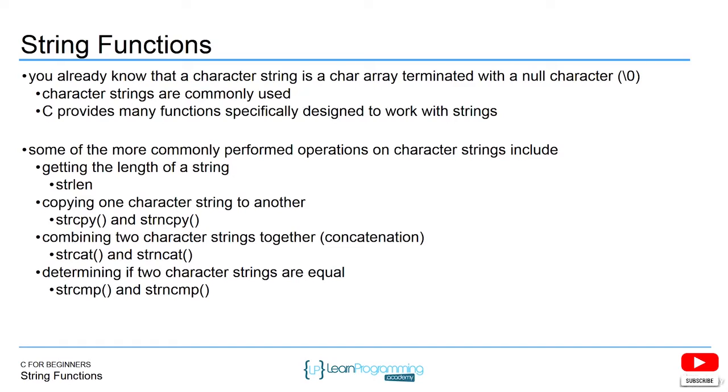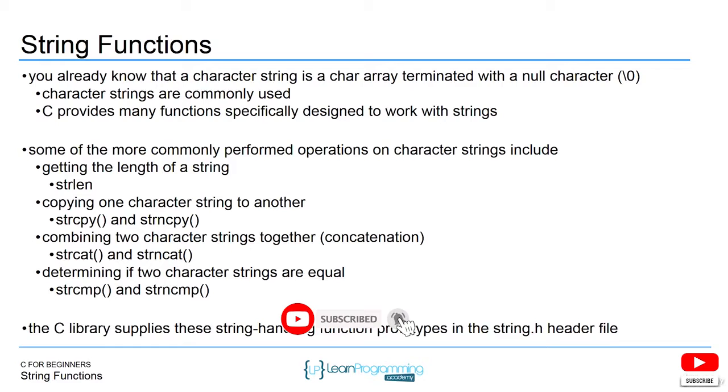First, getting the length of a string using the strlen function. Copying one character string to another. Remember I told you earlier that you can't use the assignment operator to assign a string. So what you do is you use strcpy or strncpy. Also combining two character strings together, concatenation. There's a strcat and a strncat. And determining if two character strings are equal. Again, the equals equals operator is not going to work for comparing strings because they are arrays. So if you want to compare strings, you have to use special functions provided by the C library, strcmp and strncmp.